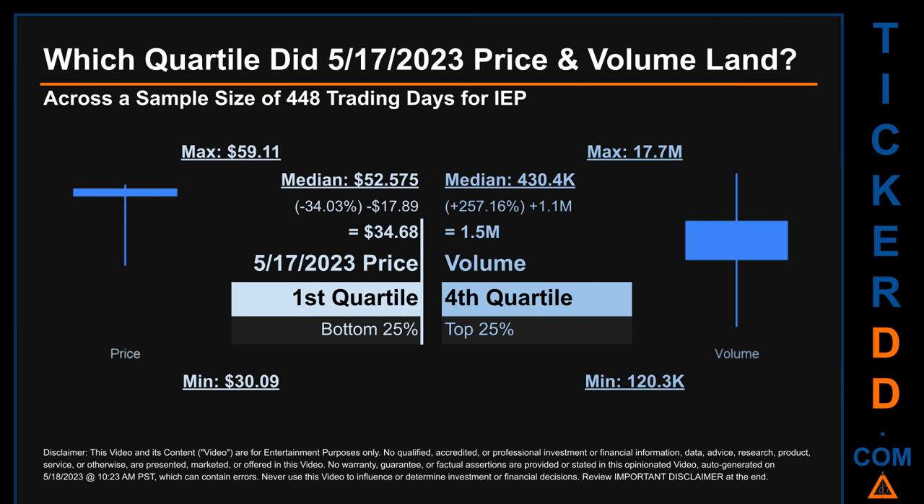Descriptively, IEP has a median price of $52.575. Therefore, May 17, 2023 price was lower from that middle marker by 34.03%. The day's volume of 1.5 million was more than the median by 257.16%.